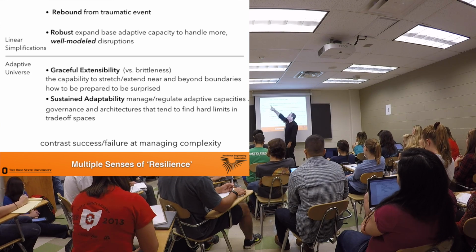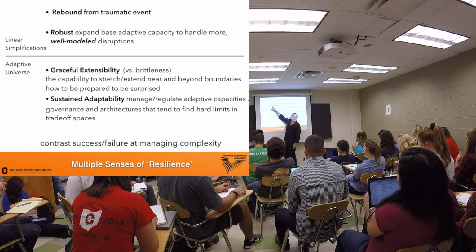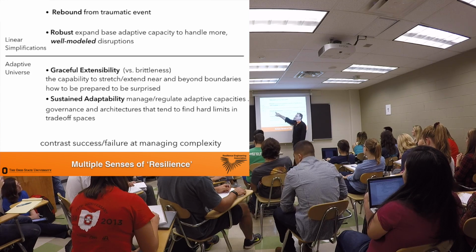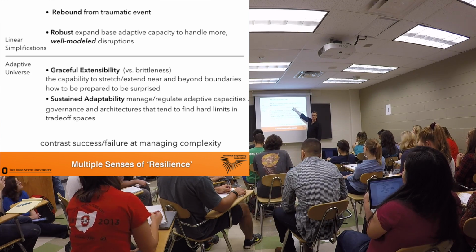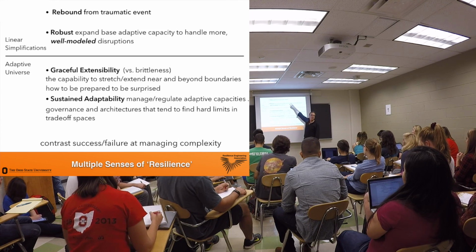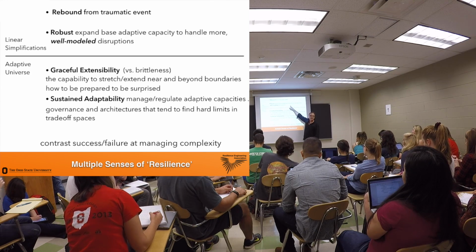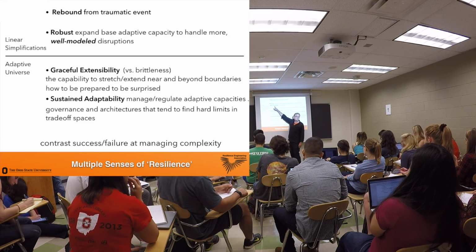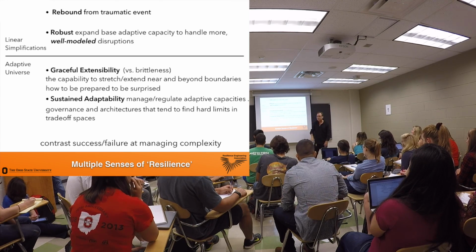The trick on robust is we have to understand the disruptions. They are well modeled or well understood. We are going to talk about the other two. Dealing with these are still linear simplifications. They're not bad from a societal point of view to want to rebound better or to measure how fast you can rebound. It's certainly perfectly reasonable from an engineering point of view to add robustness to systems as long as we understand the disruptions designed for. The issue is that doesn't deal with the constraints of the adaptive universe.